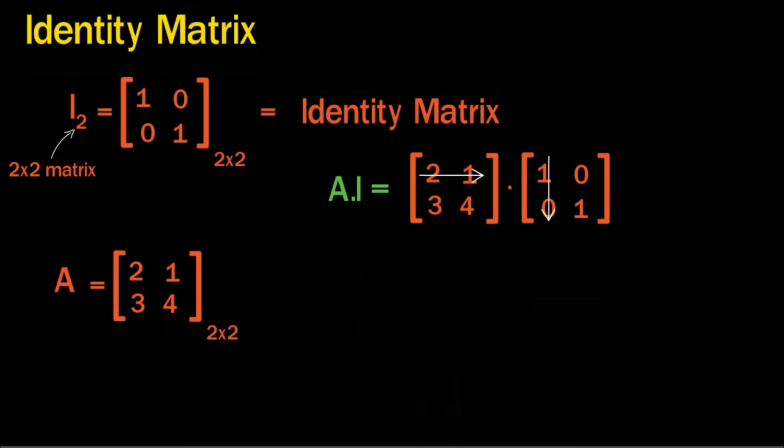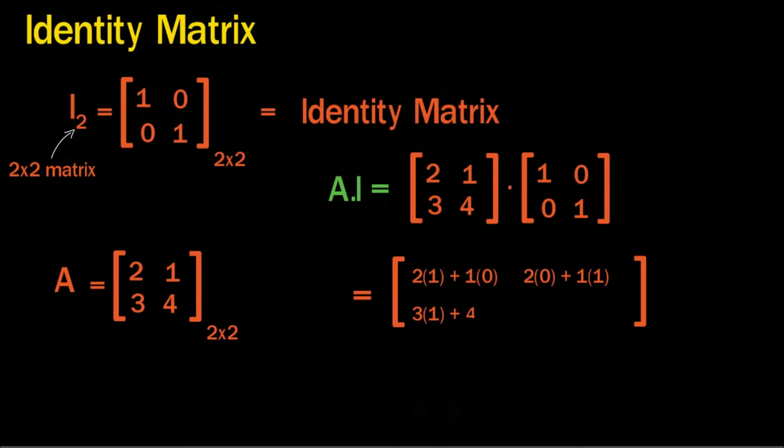So 2 multiplied with 1, you will get 2, plus 1 multiplied with 0, you will get 0. And for the second element, you will use first row multiplied with the second column. So 2 multiplied with 0 plus 1 multiplied with 1. For the third element, you will use second row multiplied with the first column of the second matrix, which is 3 multiplied with 1 plus 4 multiplied with 0. And for the last element, you can use the second row of the matrix multiplied with the second column of the matrix, so 3 multiplied with 0 plus 4 multiplied with 1.